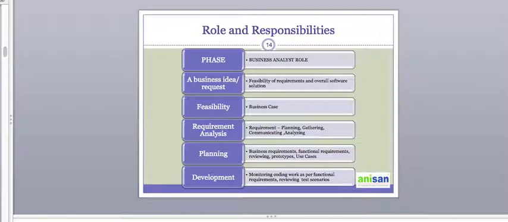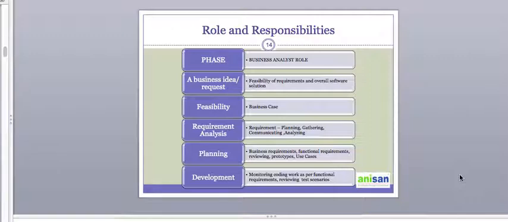Now here in the roles and responsibilities, at a very high level, it is mentioned that the first phase is the business analysis role, where the phase is the business idea and the request, the feasibility of the requirement and the overall software solution, which is what we are defining. In the feasibility phase, we ensure that the business case is appropriate and accepted by the sponsor after studying our analysis, which we have presented, that is benefit, cost versus benefit, and benefit versus risk, okay.